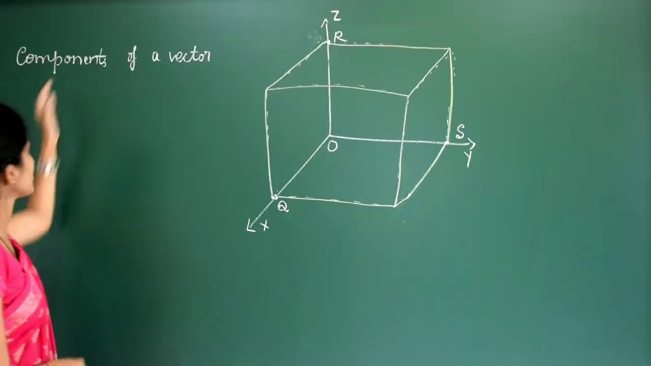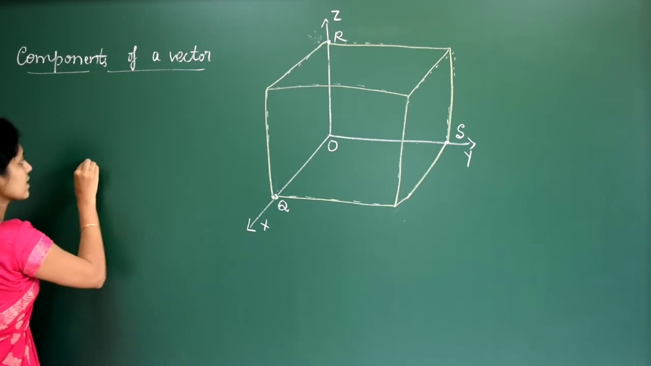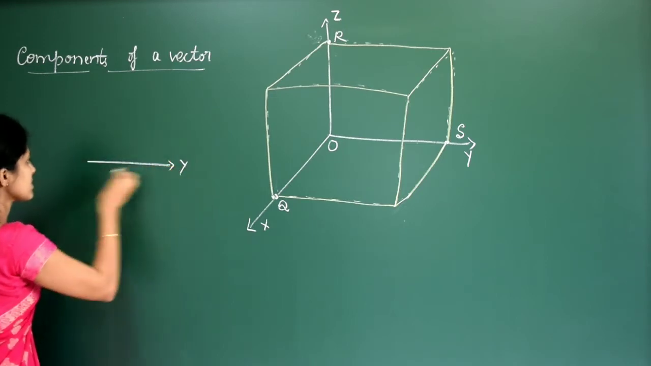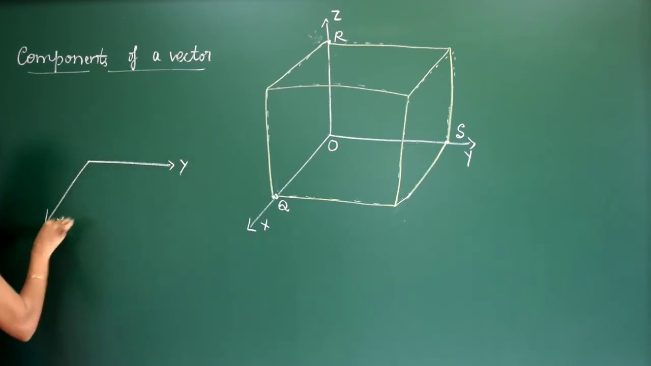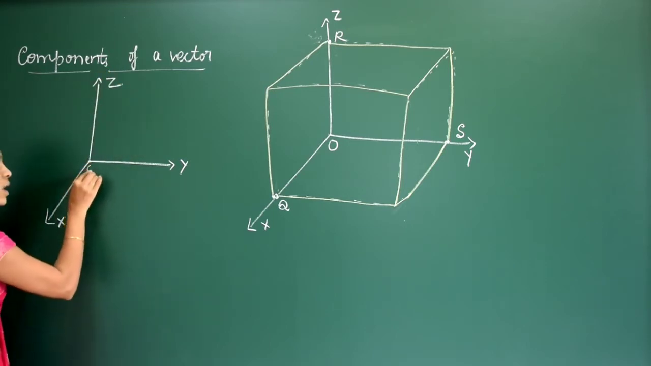Now we will see components of a vector. Okay, let us consider the axes. This is the y-axis and x-axis, and this will be the z-axis. Okay, and this is the origin.